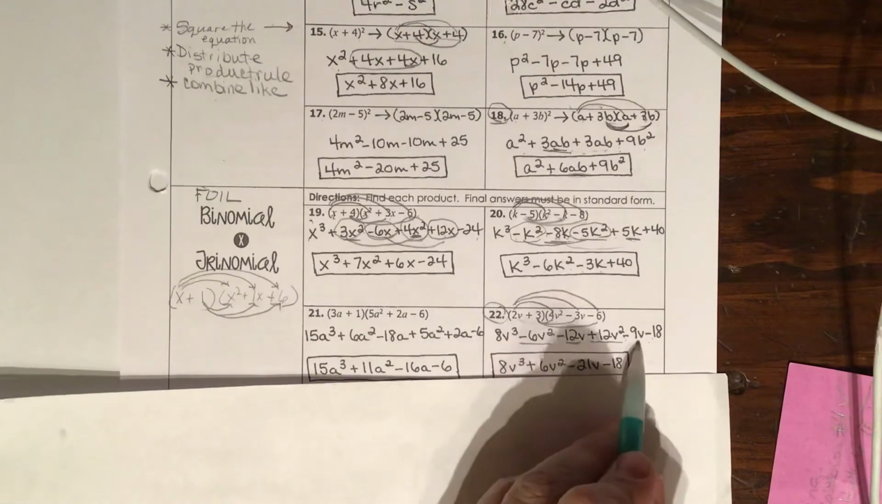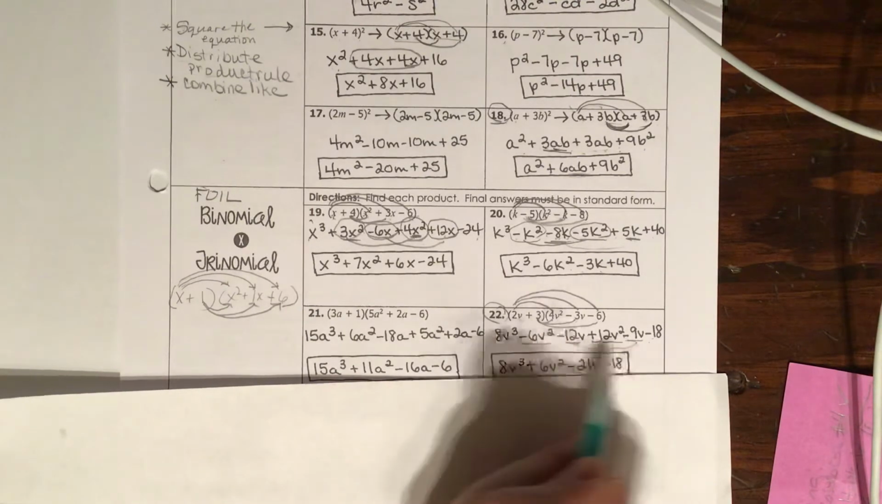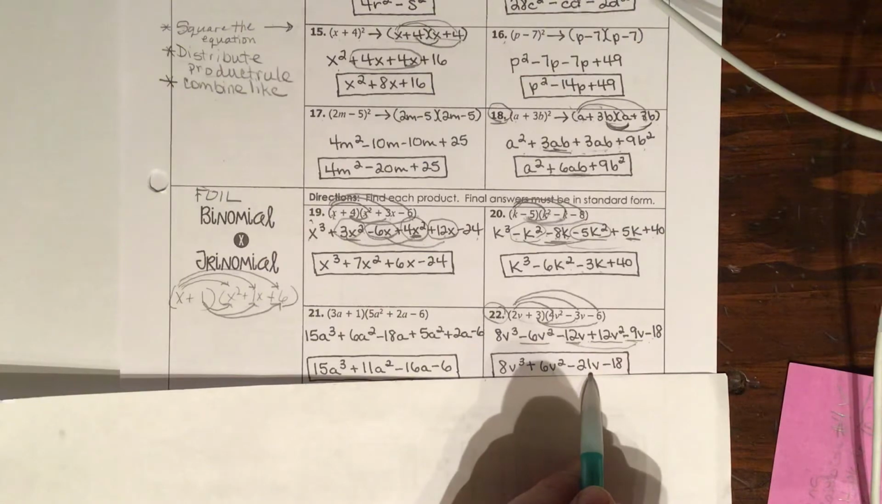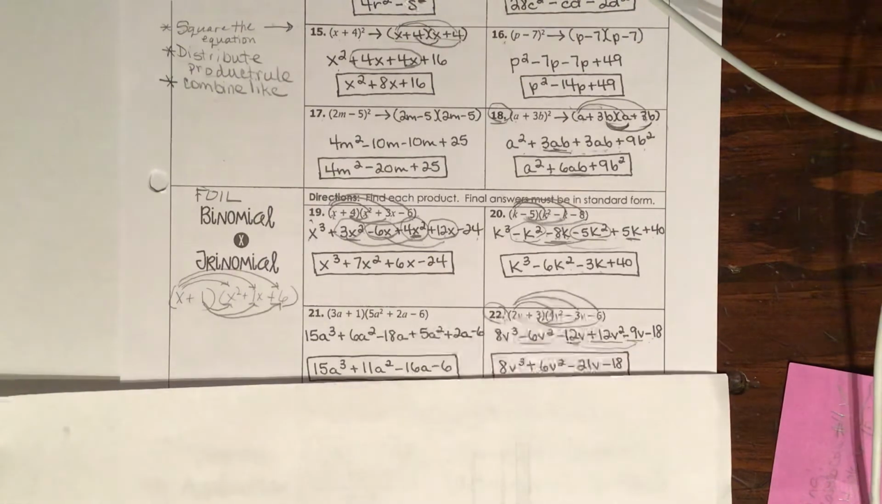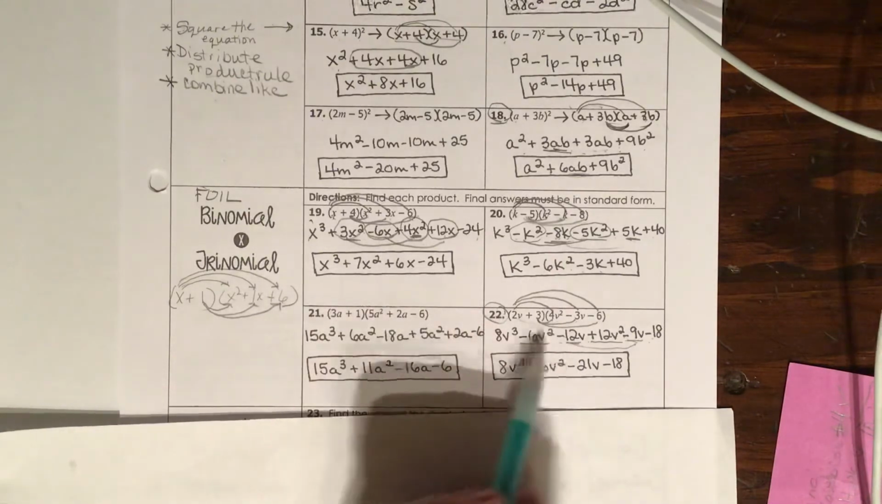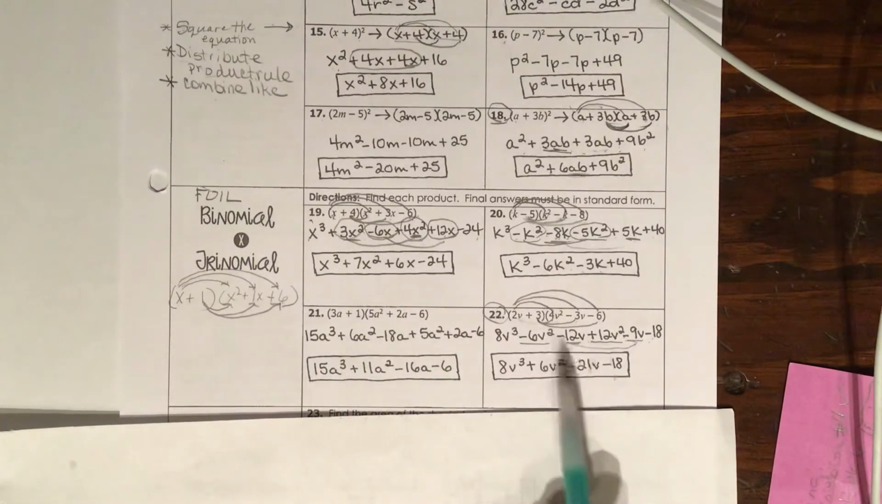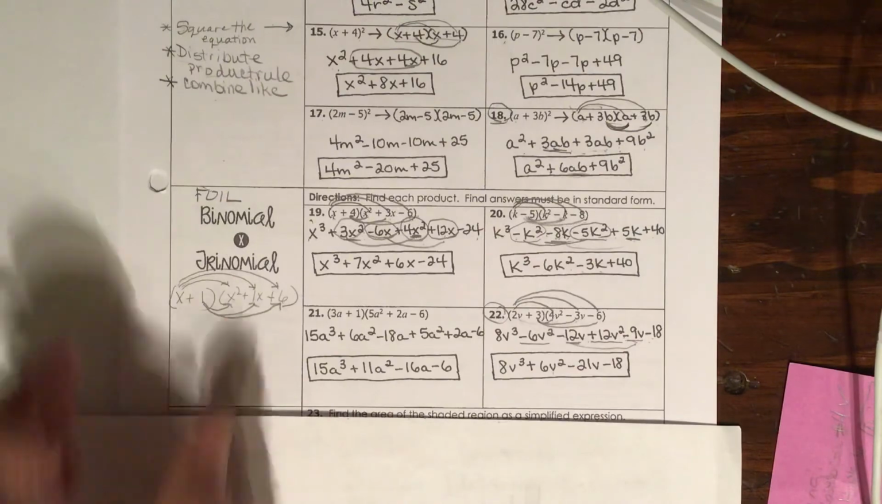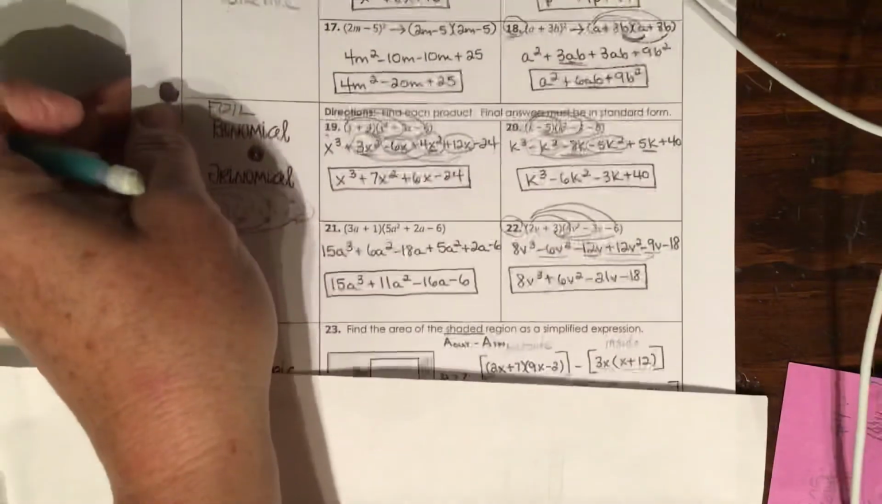Negative 12 and a negative 9 gives you negative 21v, minus 18. So the main thing is just combining those like terms and making sure you look at your signs. Lots of careless errors could happen in that.